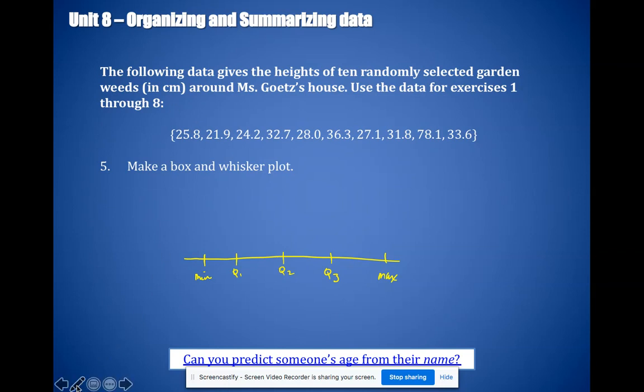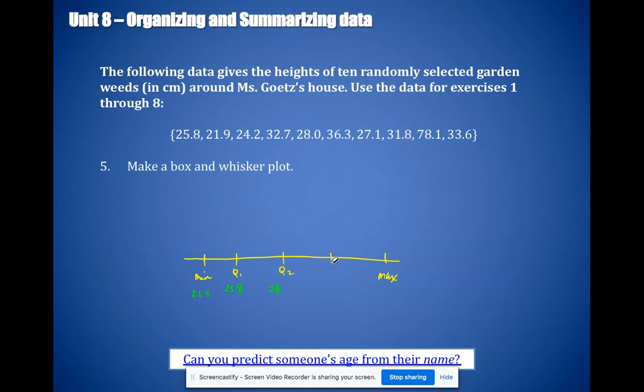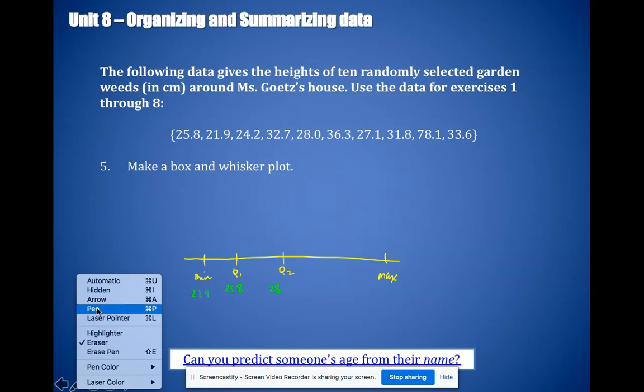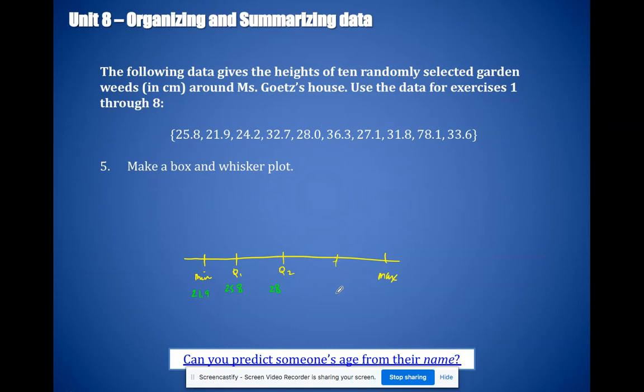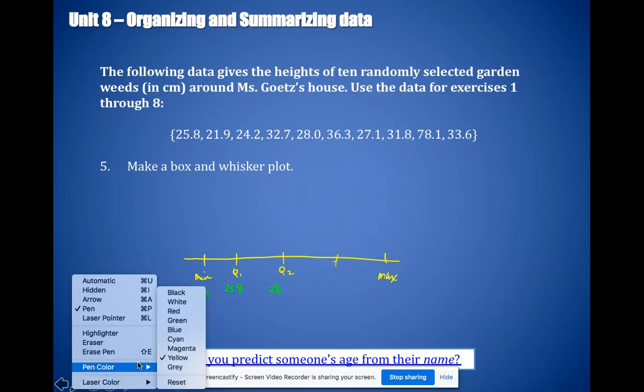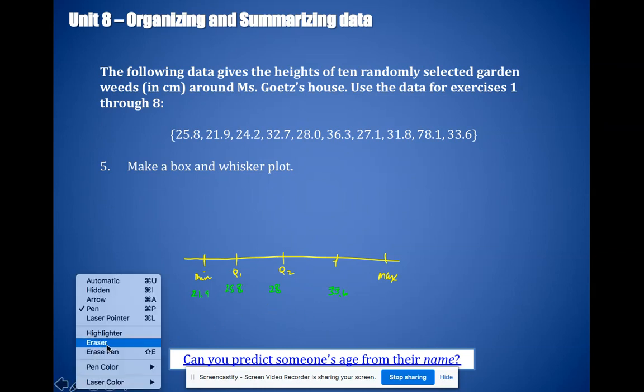So for this data, my minimum was 21.9, Q1 was 25.8, the median was 28. I should have made more space here because Q3 is a little higher up. I'm just approximating, but I want to give a decent approximation. Q3 was at 33.6, and my max was at 78.1. I should put my max higher up as well.